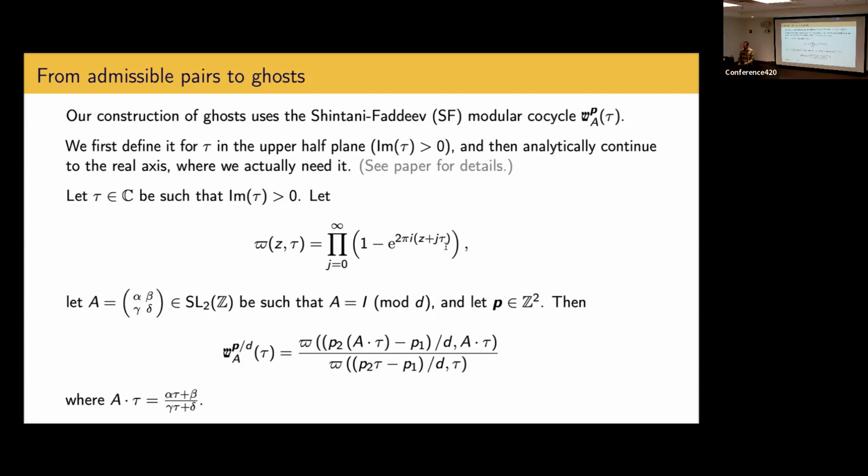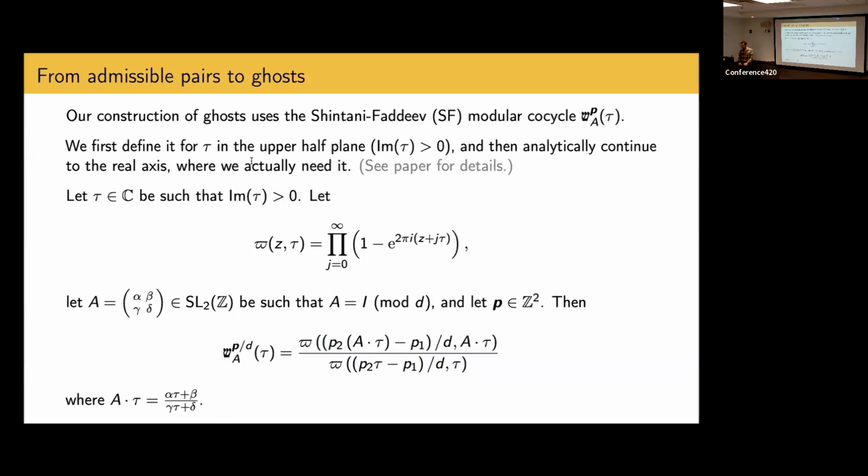If I add some conditions, so if I pick an element A of the group SL2Z, and it satisfies some congruence condition with respect to D, then I take certain ratios of these things to define this new object, this Shintani-Faddeev modular cocycle. This symbol here is the Hebrew letter shin. And here this action A is like a linear fractional action. So this is relatively explicit. I don't expect you to be like, oh yeah, obviously that's the formula. I just wanted to show you that there's an explicit formula.